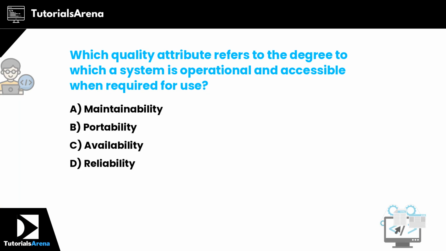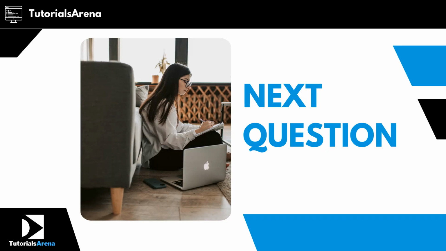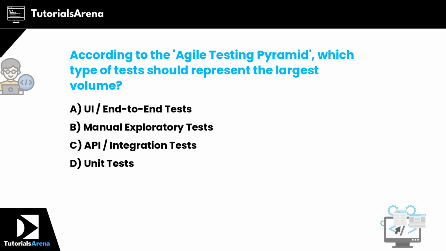Which quality attribute refers to the degree to which a system is operational and accessible when required for use? The correct answer is option C, availability. According to the Agile testing pyramid, which type of tests should represent the largest volume? The correct answer is option D, unit tests.